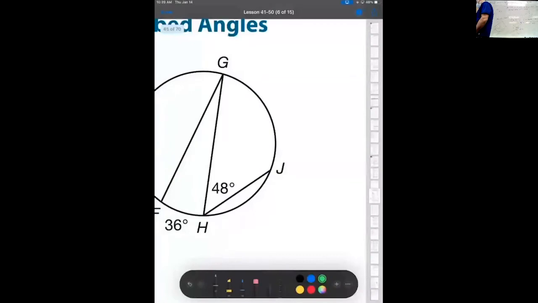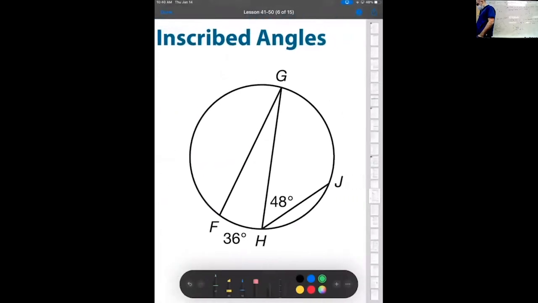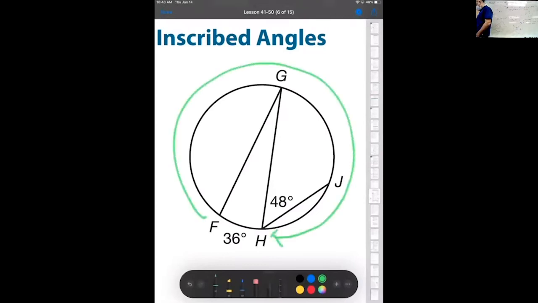Okay, look at this one. Let's see, what is it asking us to do? We're going to find the measures of arc FGH and arc GH. So FGH, we want to find the measure of this arc, and then the measure of this arc. Okay, can we do that?